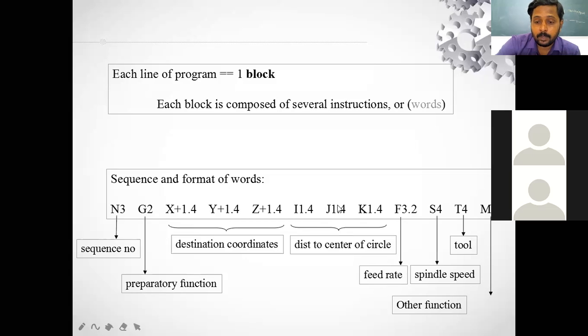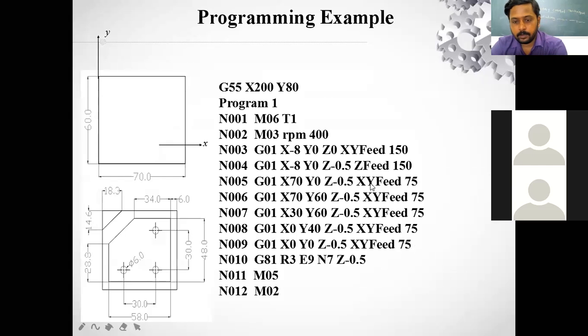Now, F is the feed rate. Spindle speed in RPM is given by S. Then there is T.